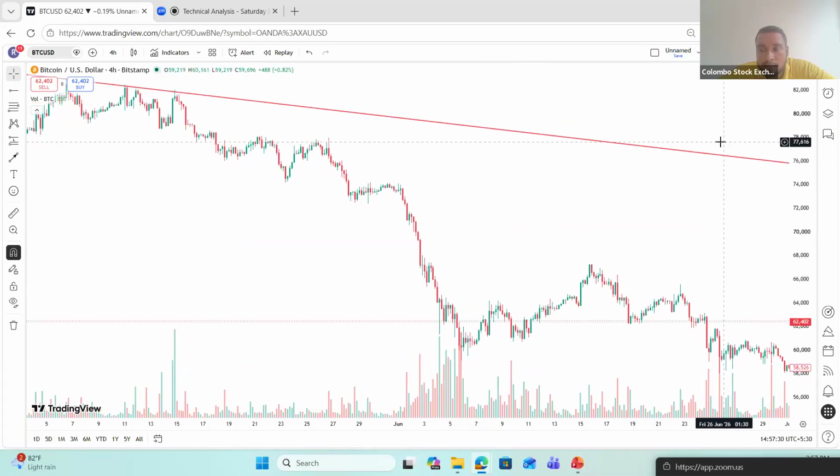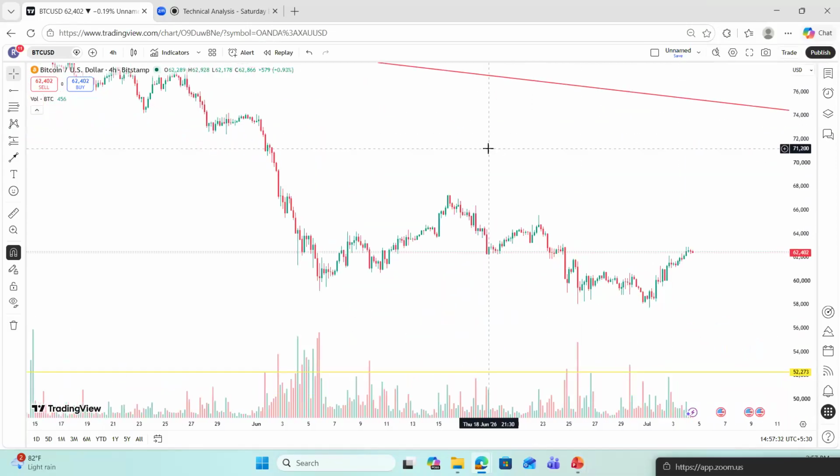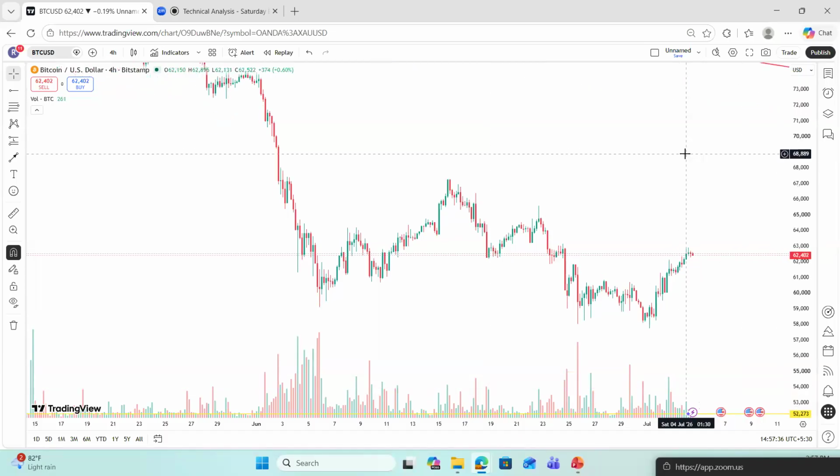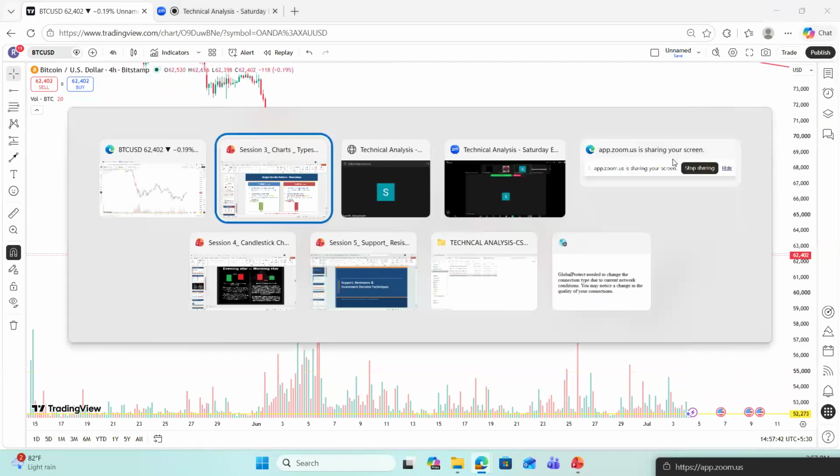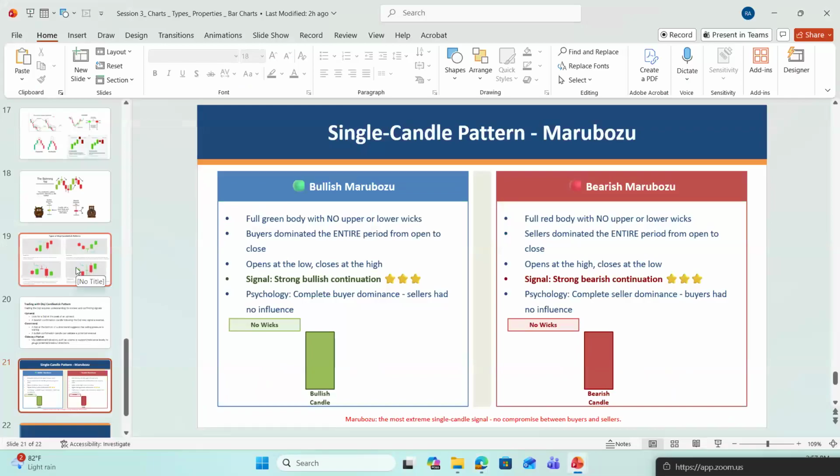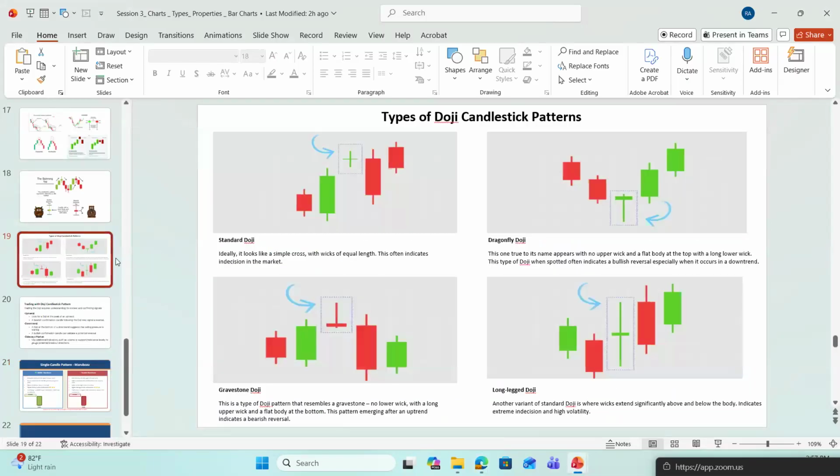Then does it mean domination from buyers or domination from sellers? Apart from the Marubozu candle, can you elaborate more on other candle types? What is meant by a buyer-dominated situation and a seller-dominated situation? Can you hear me okay?